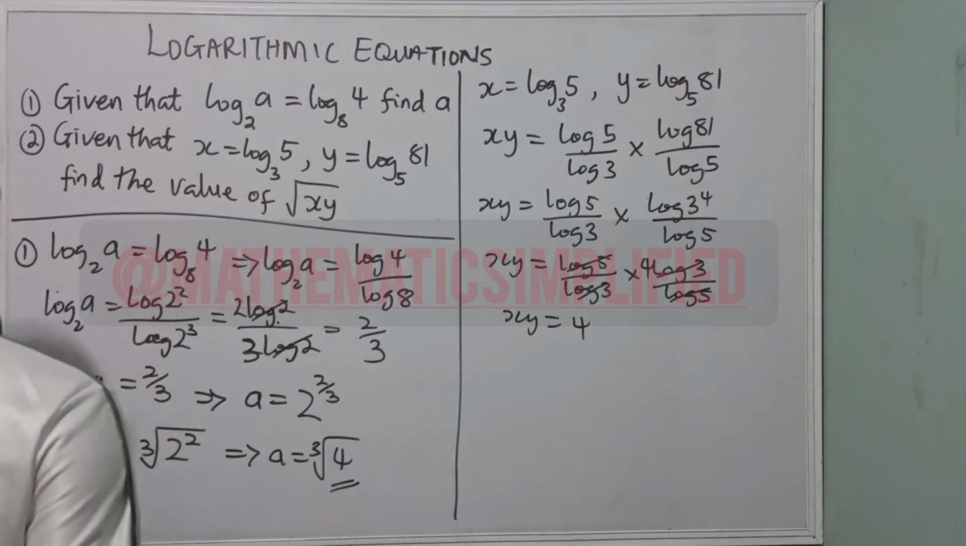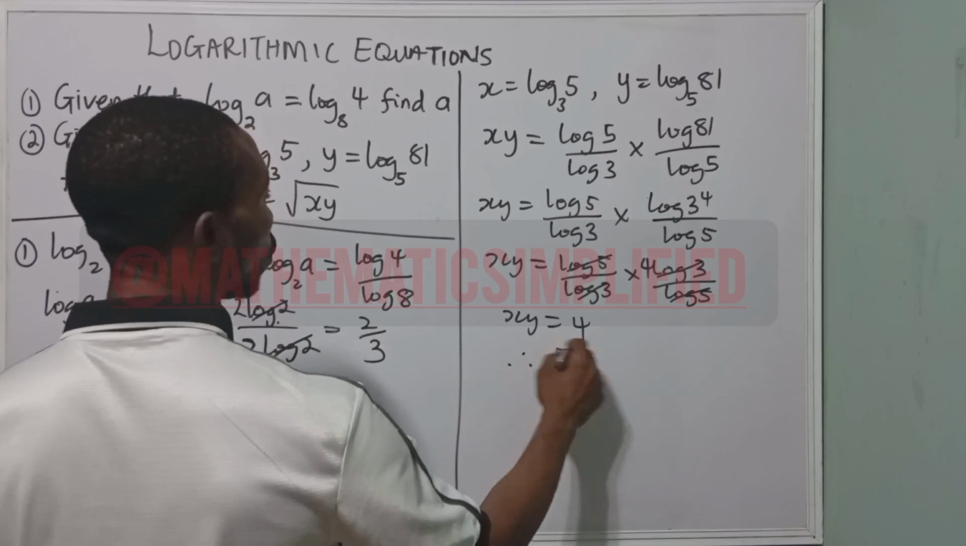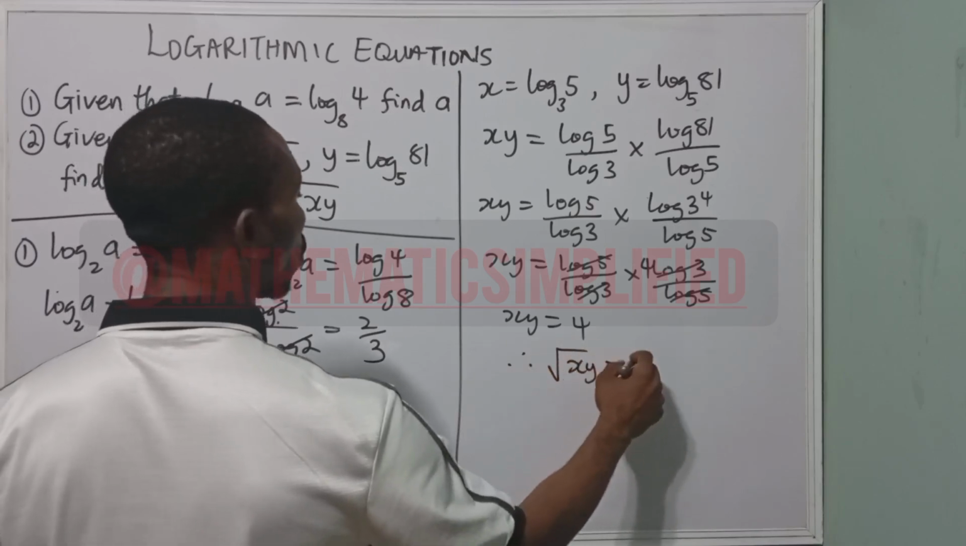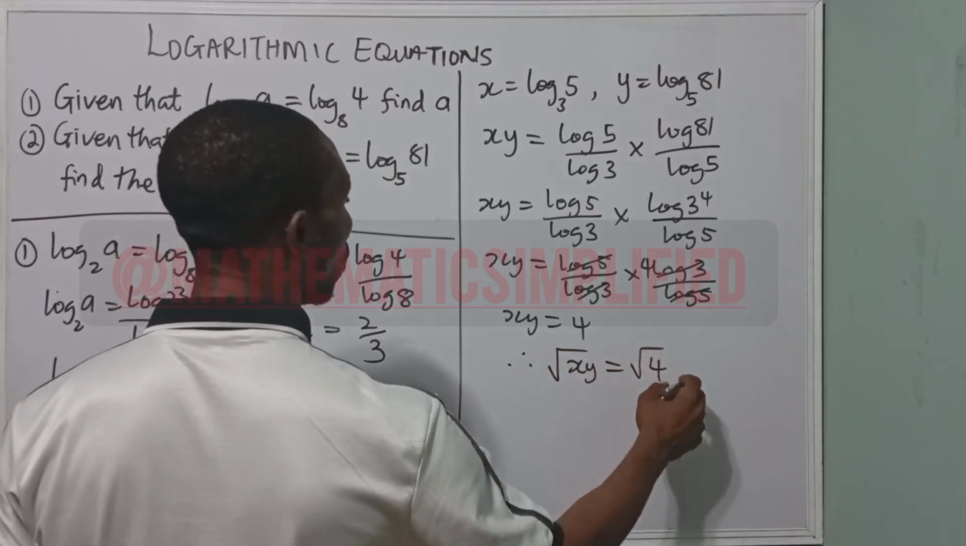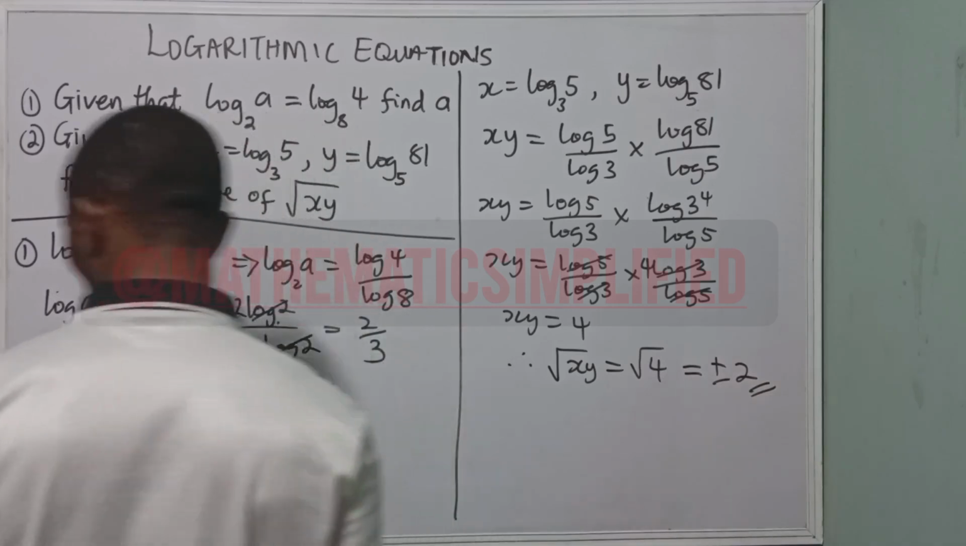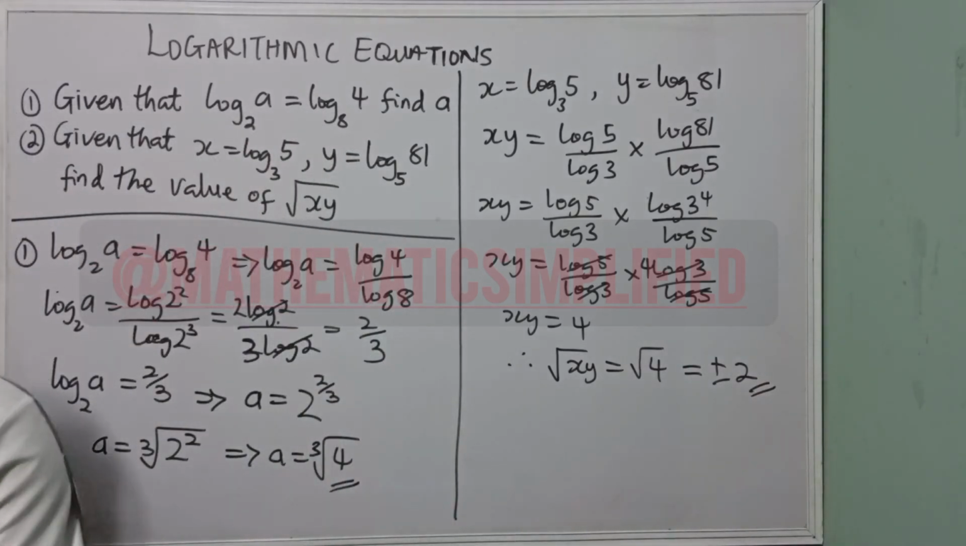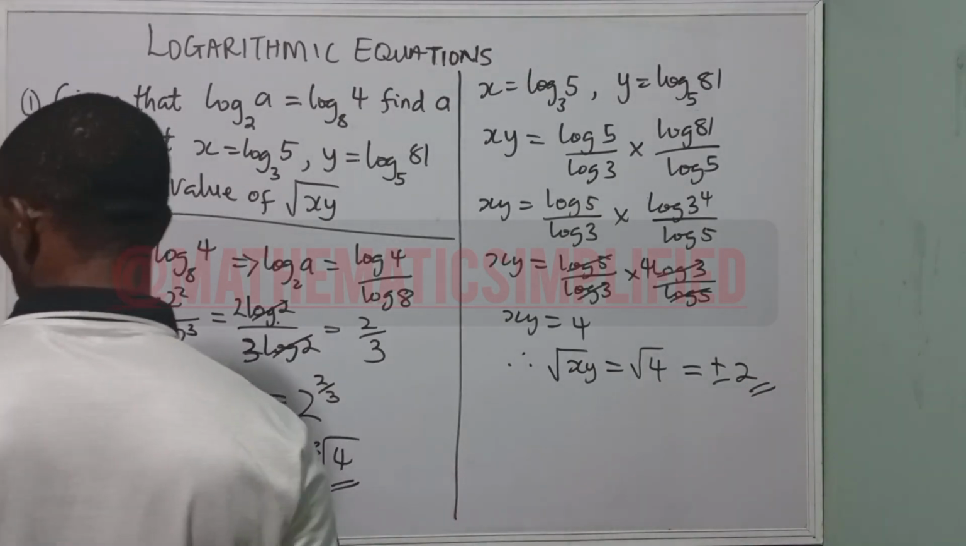Now, our question says find the value of root xy. So therefore, root xy equals root 4, which gives us plus or minus 2. So plus or minus 2 will be the value of our answer for root xy.